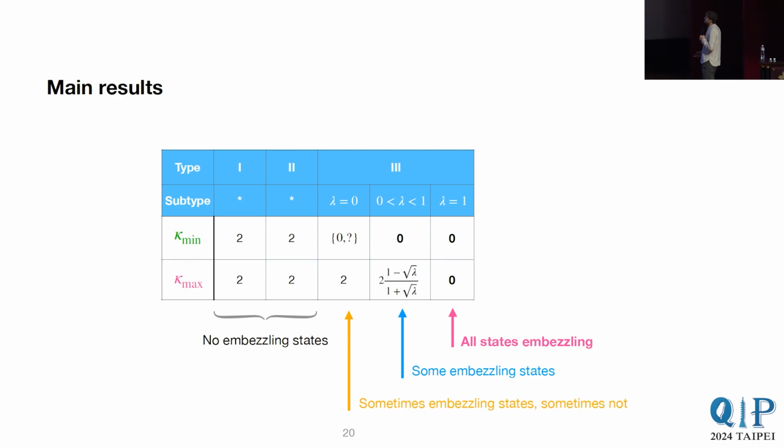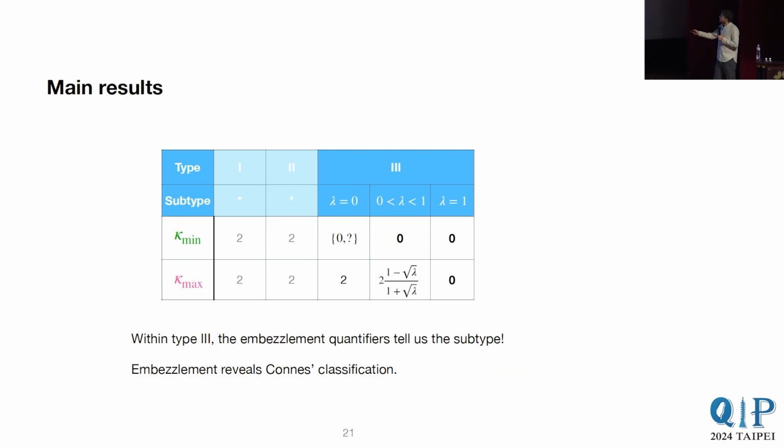So one thing I would also like to point out is that if you just focus on type 3, then within type 3, by looking at just these values of kappa max here, you can actually read off lambda from kappa max. That means that within type 3, embezzlement reveals Alain Connes' classification of type 3 factors. So we can really, in a quantitative manner, say that the type 3 subclassification corresponds to embezzlement, so to an operational task in quantum information theory.